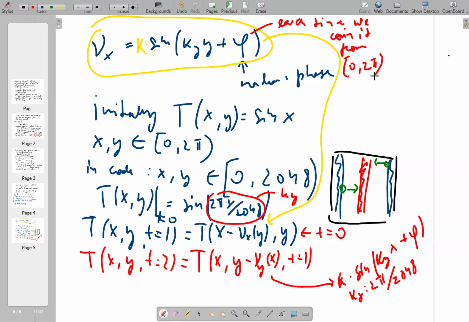That's almost the entire algorithm, except we are missing right now periodic boundary conditions. And now comes in handy the fact that we have 2048 as the period.